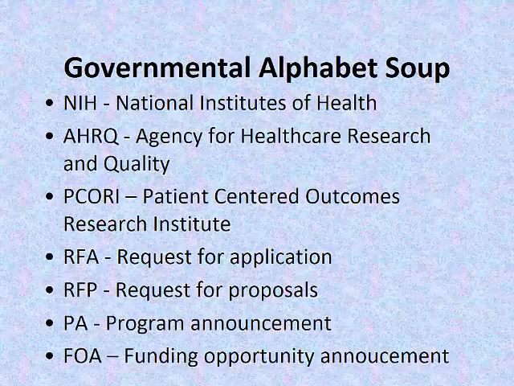RFA is a request for applications. An RFP is a request for proposals. A PA is a program announcement, and an FOA is a funding opportunity announcement. So what's the difference? The RFA and RFP are requests for proposals in a specific area where Congress has allocated the money for that area, and if the institutes don't spend it on that, they don't get to spend it. So if you can find an RFA or an RFP in your area, they're going to have to fund some grants under that announcement.